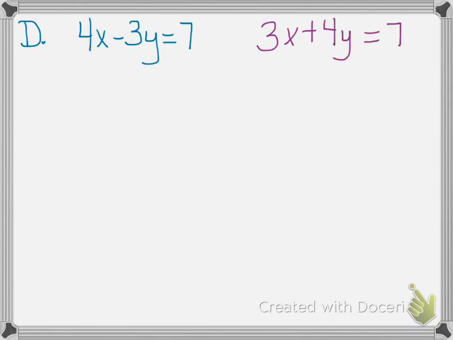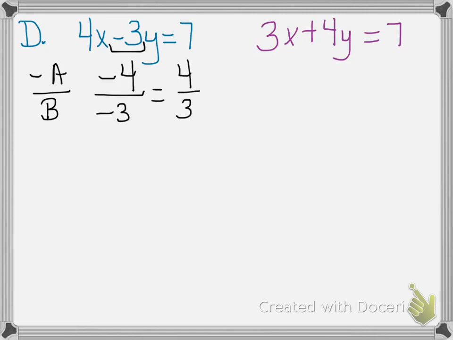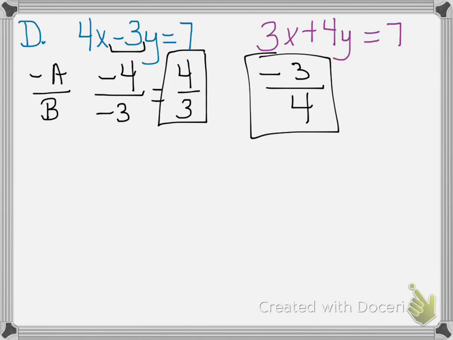All right, try D and see if you can determine what they are. I'm going to use -a over b because this is in standard form. So -4 over -3, which gives me a +4/3 slope for this line. And then -3 over a +4 is the slope for this one. So we can see that 4/3 and -3/4 are our respective slopes. They're not identical, so they're not parallel. So let's check to see if they're opposite reciprocals.